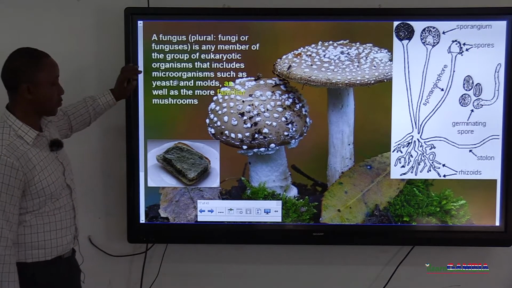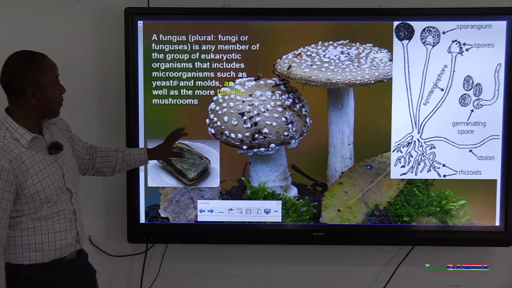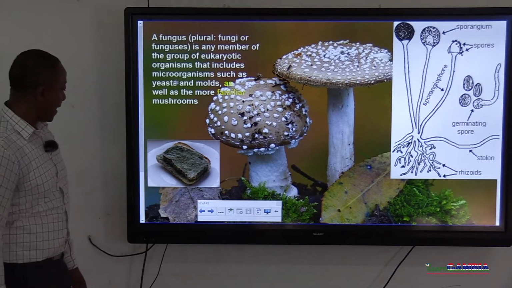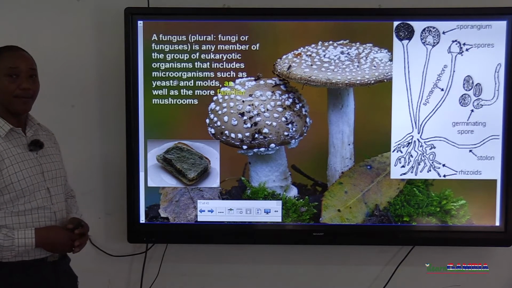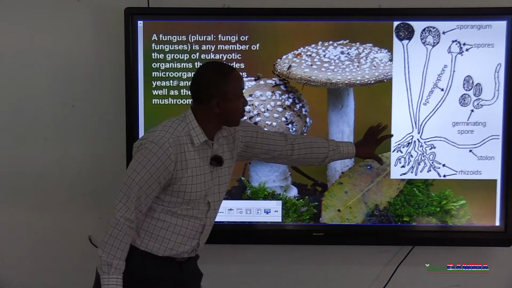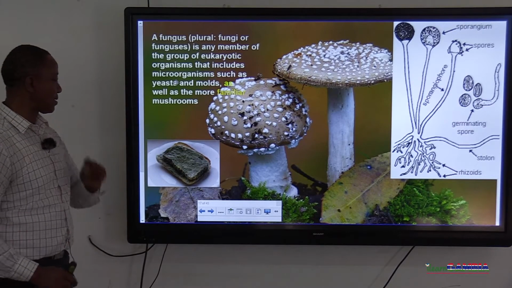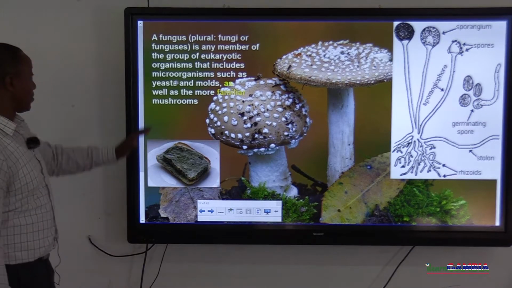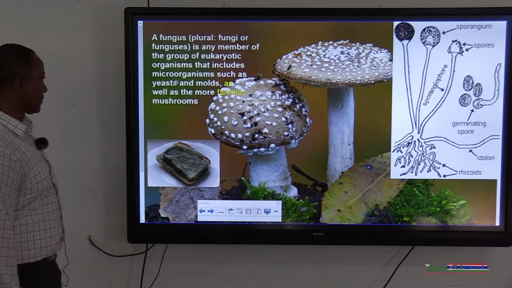And you have some that are microscopic, like yeast and mold. And you also have the bigger ones. There's mushroom. These are all fungi. You have rhizopus, which normally will grow on bread mold. And when bread is getting bad, you have mold there. And here is a picture of what it will look like under the microscope. So if you take a pinch of this mold here and you look at it under the microscope, you'll be able to see the fungi better. So this is the other group, the group fungus or fungi, and these are the members.